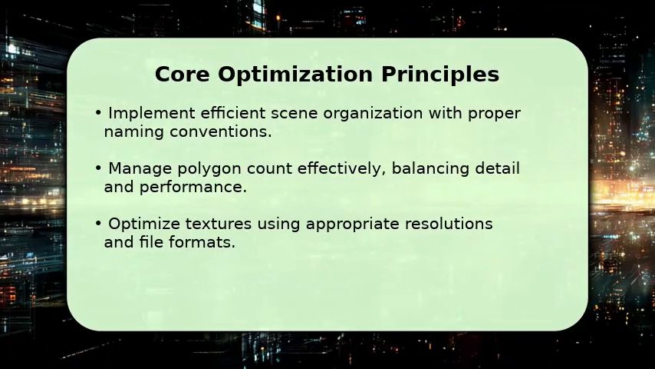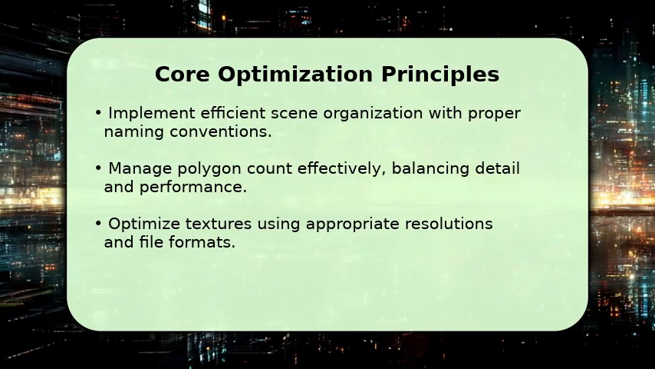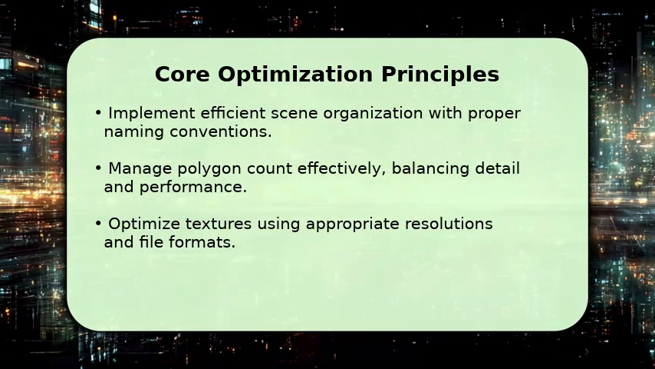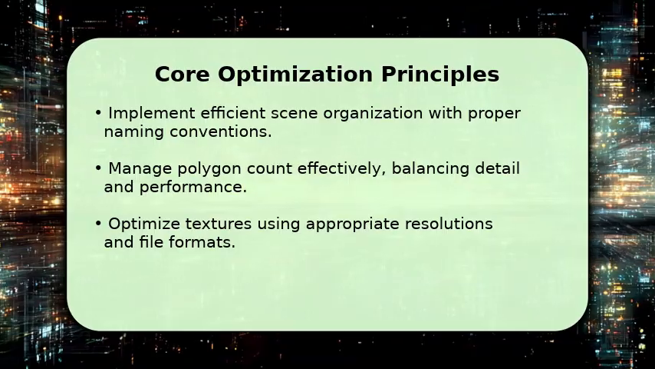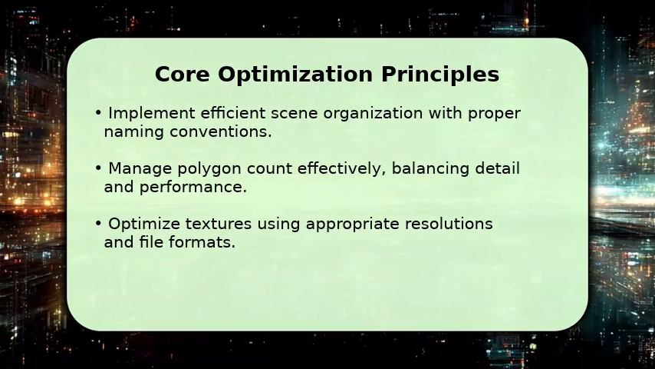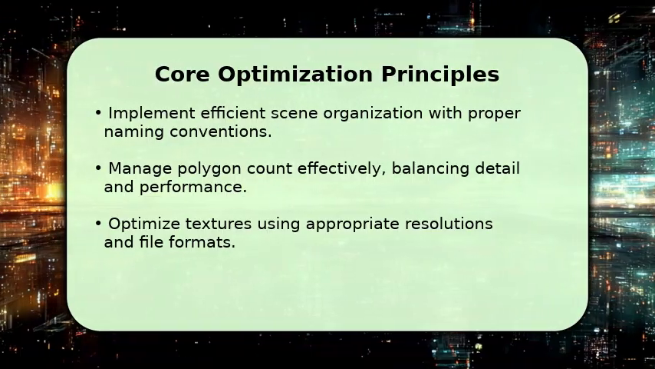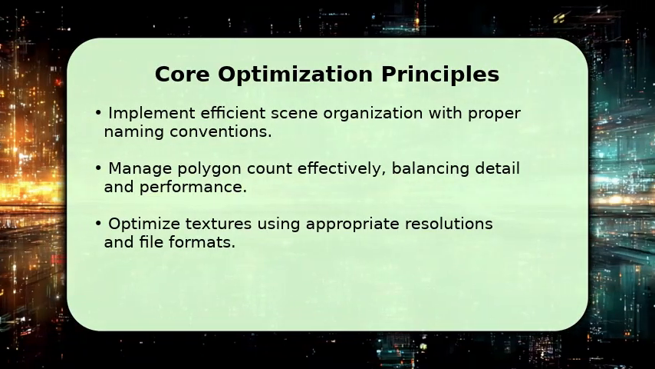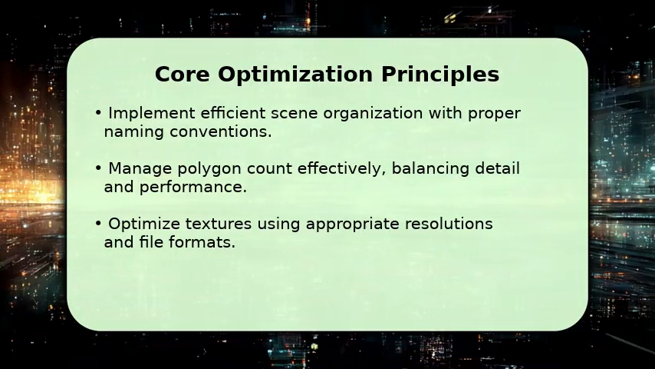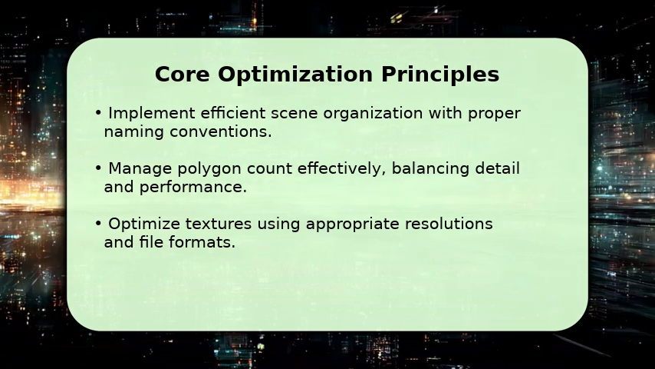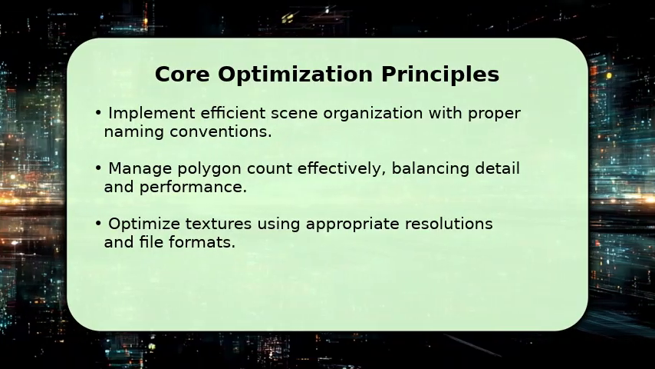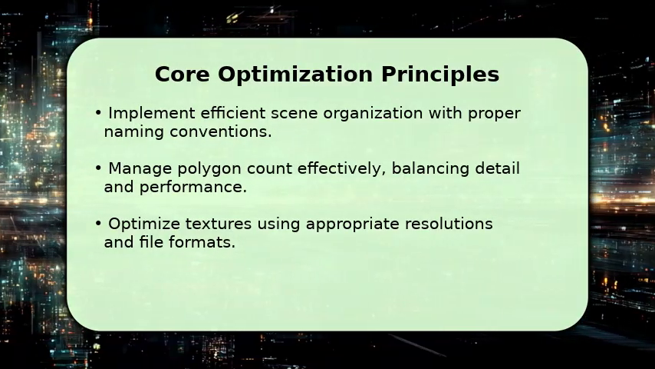To implement money code, start with core optimization principles. This includes maintaining efficient scene organization, using proper naming conventions, and grouping objects logically. Carefully manage your polygon count, aim for a balance between detail and performance. Optimize textures by using appropriate resolutions and file formats, like EXR for high dynamic range or JPG for web-ready assets, ensuring they are not excessively large, typically under 4096 by 4096 pixels for most assets.